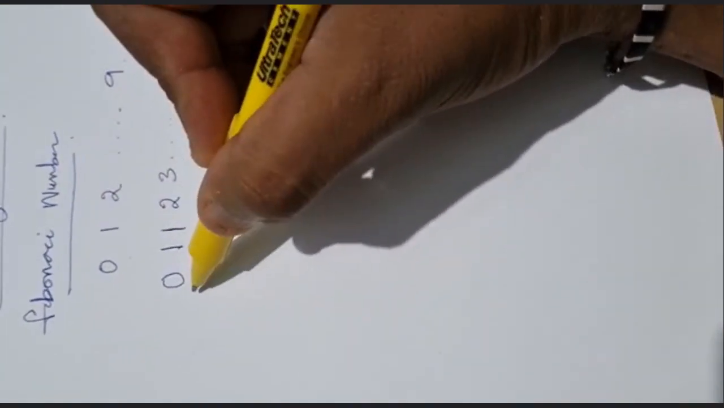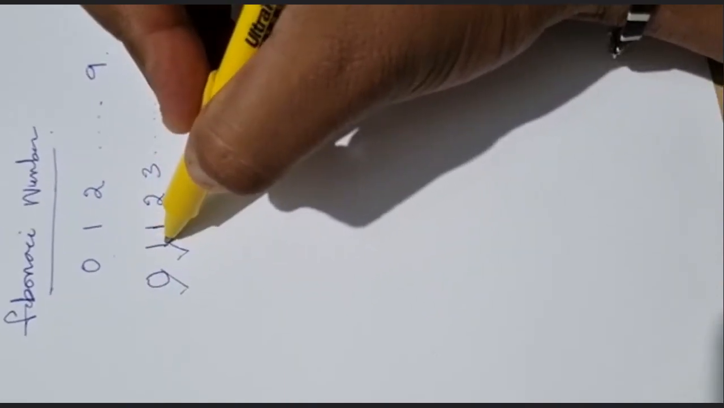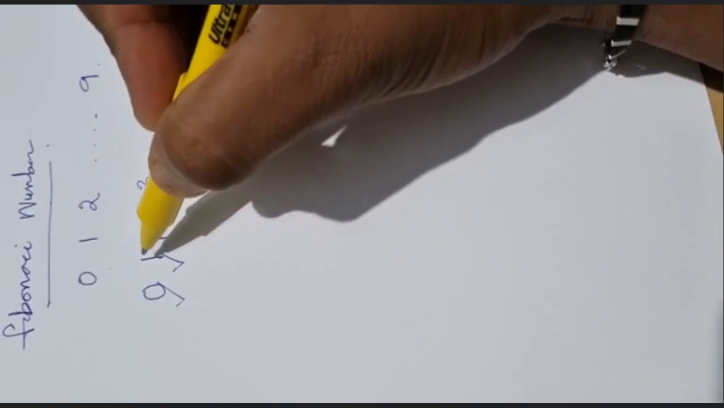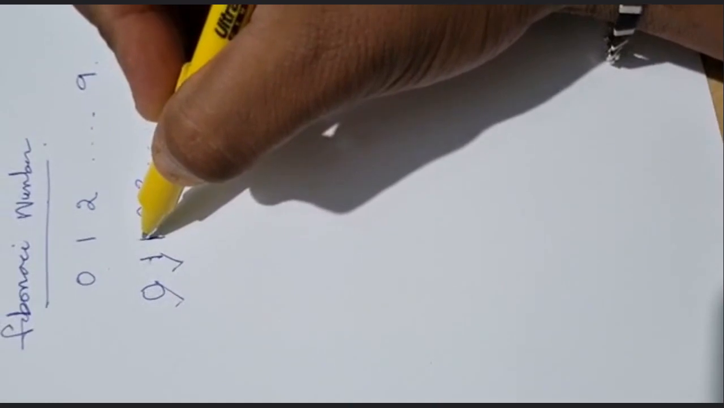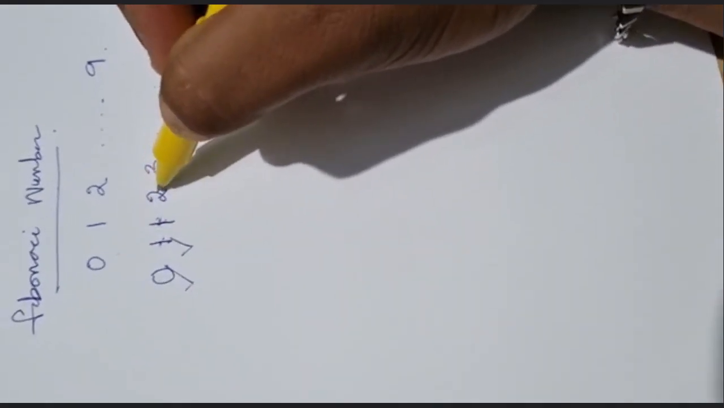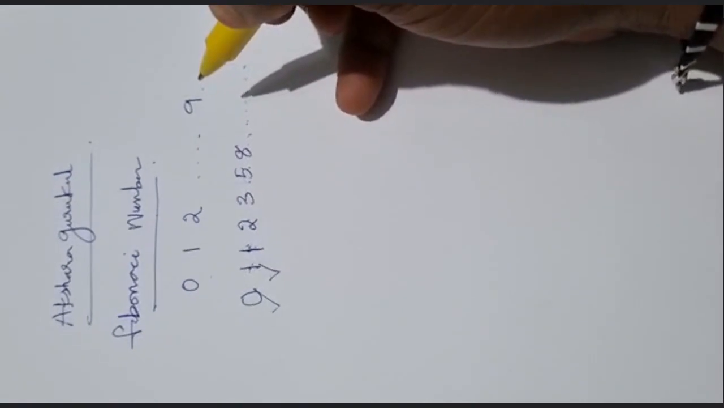So universally, the first Fibonacci number will always be 0. The second number will be 1. Then for the third number, we have to start calculating the addition of the previous two numbers. That is 1 plus 0 is 1. 1 plus 1 is 2. 2 plus 1 is 3. 3 plus 2 is 5. 5 plus 3 is 8. So this is how the Fibonacci number is calculated.